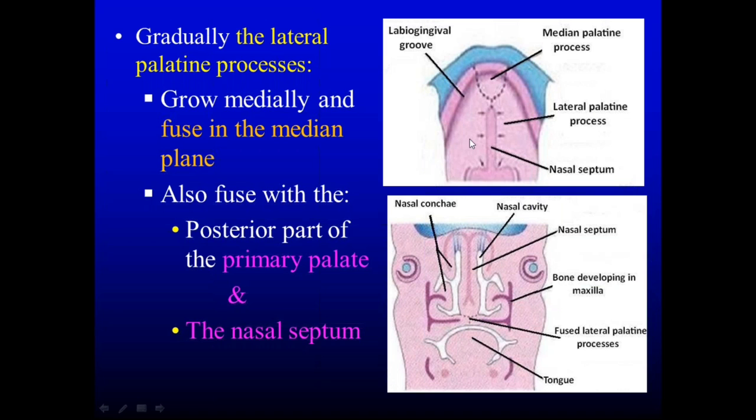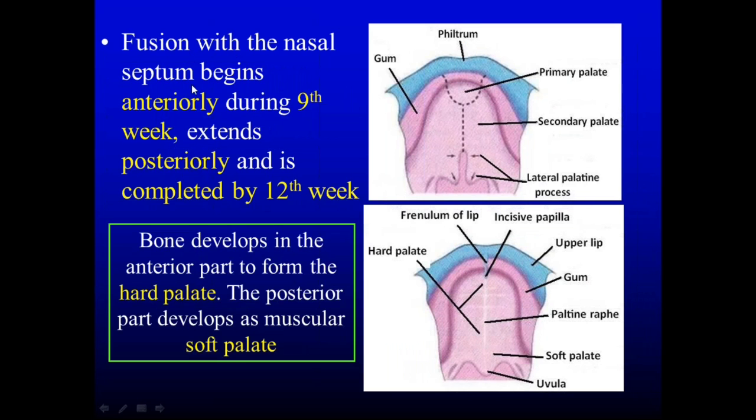Gradually, the lateral palatine prominences grow towards each other and fuse in the median plane. They fuse with the posterior part of the primitive palate as well as with the nasal septum. Fusion with the nasal septum begins during the 9th week and is completed by the 12th week of intrauterine life. The bones develop in the anterior part and form the hard palate, and the posterior part remains unossified as a muscular part and will form the soft palate.